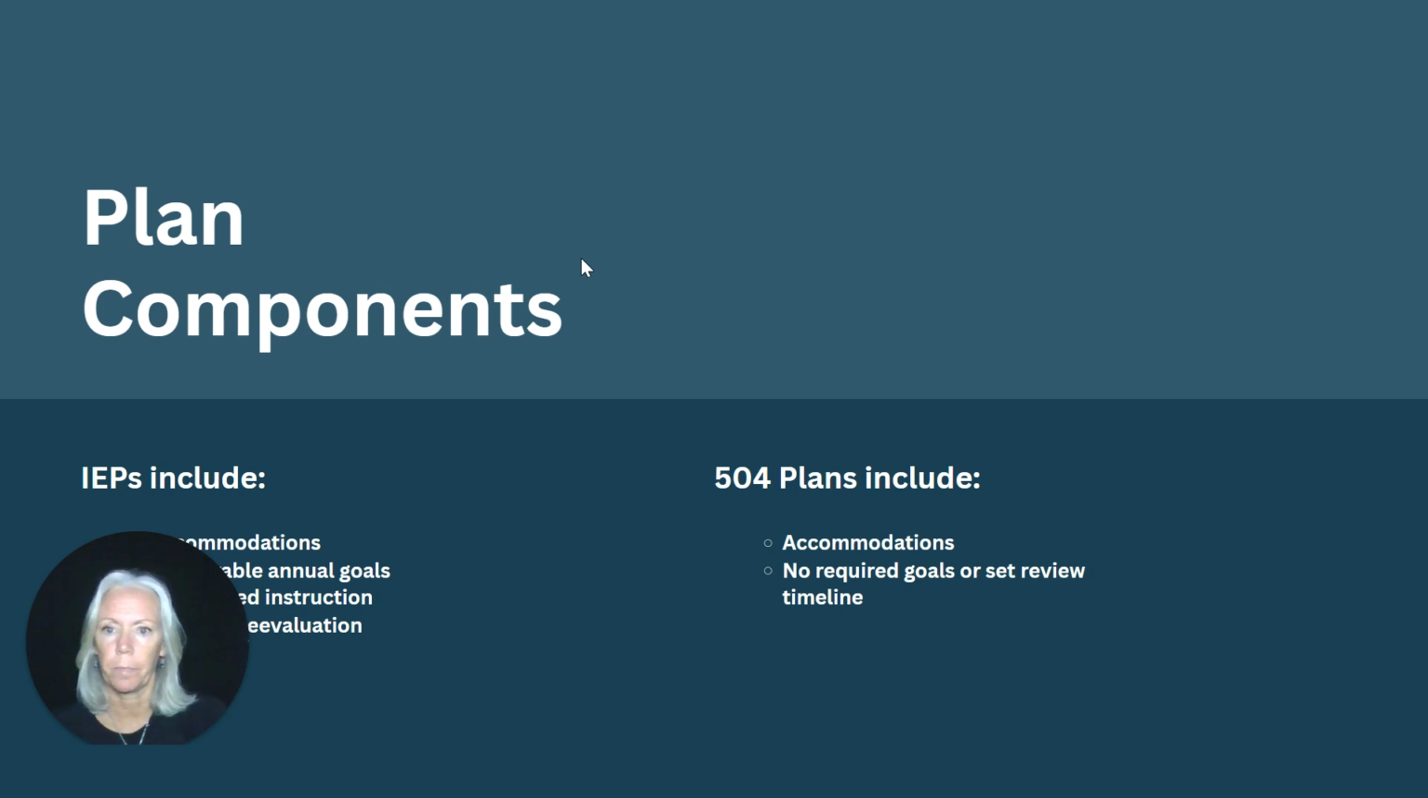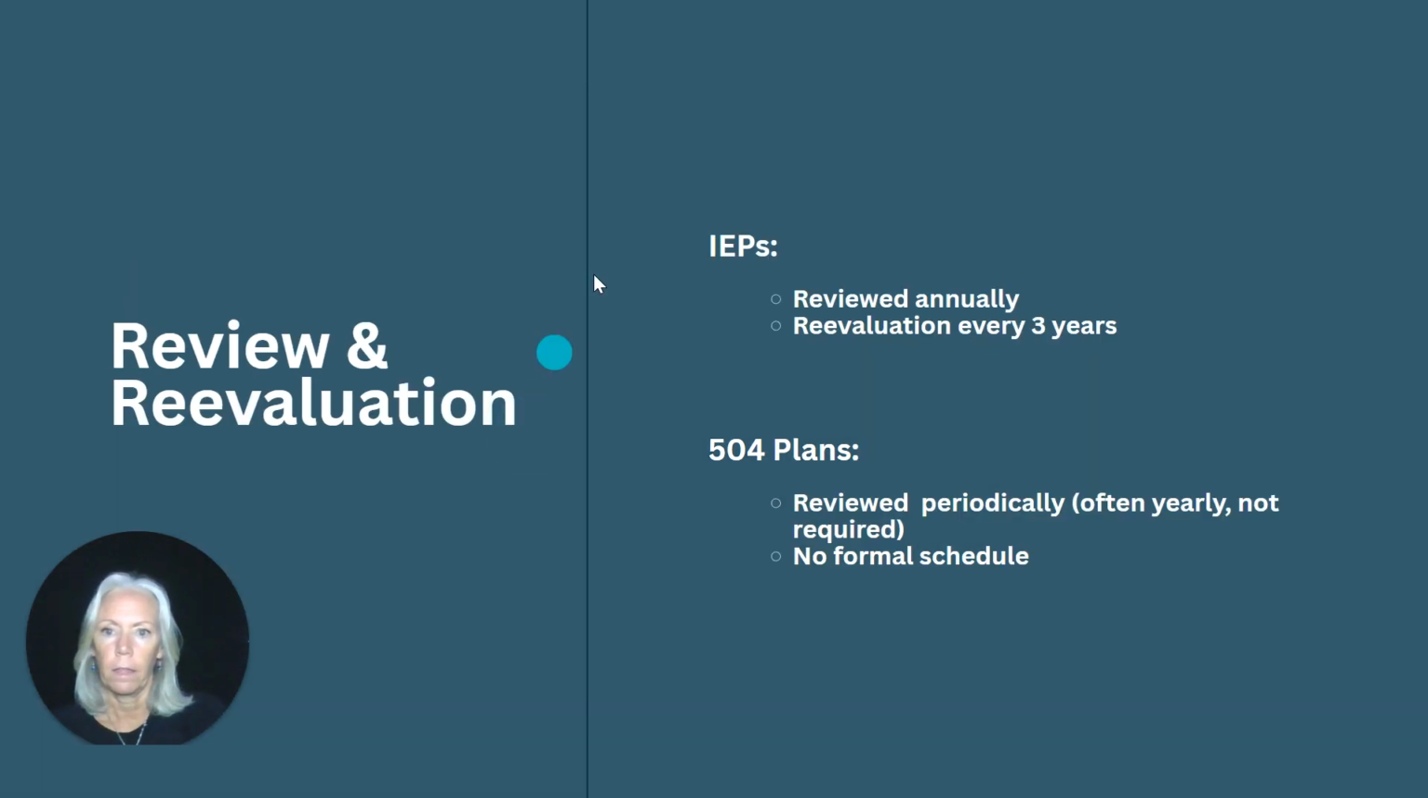So for IEPs, the plan includes specific start and end dates, and a new meeting must be held before the end date each year. 504 plans require only periodic evaluation. There's no fixed schedule. Most schools do review them annually, and some will contact parents, but it's not required by law.